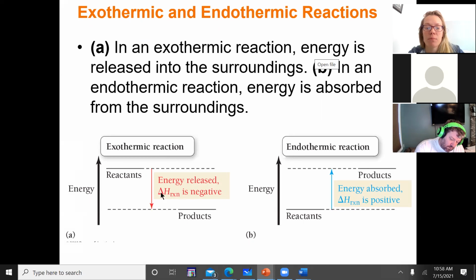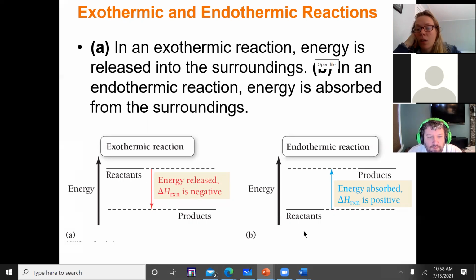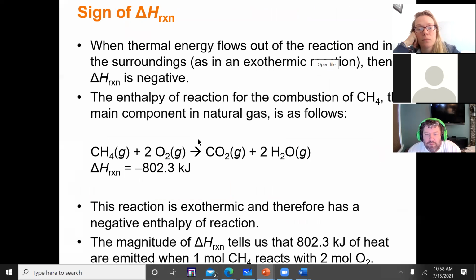So we've seen this chart before, but in an exothermic reaction, reactants have a higher amount of energy than the products. So to go from the reactant to the product, you have to lose energy. In an endothermic reaction, reactants have lower energy than the products, meaning you have to gain energy to get to the height of, or the new energy state of the products.